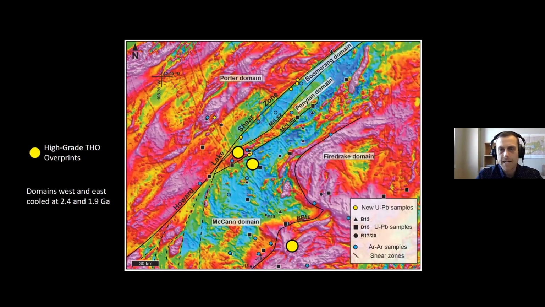Going back to this aeromagnetic map, these large yellow circles are where we have some data for the high-grade Trans-Hudson overprint. And again, remember, just west of this farthest west one, when we jump over into the Porter domain, we have preserved cooling ages that are 2.4 Ga. And if we go east of our easternmost data point, we start to get cooling ages of 1.9. So this really is an isolated central Trans-Hudson overprint.